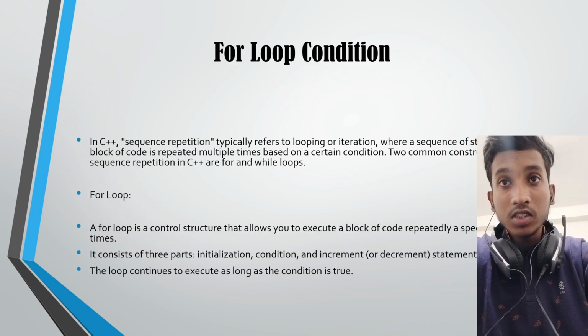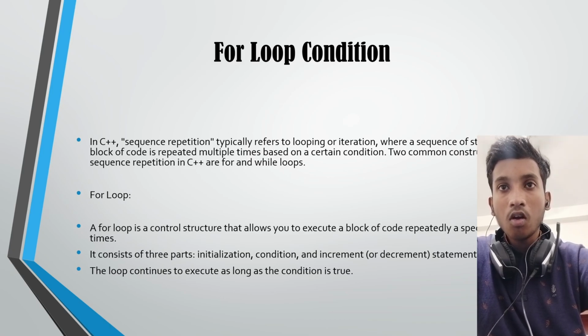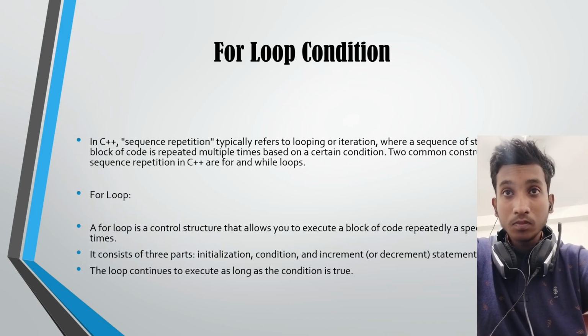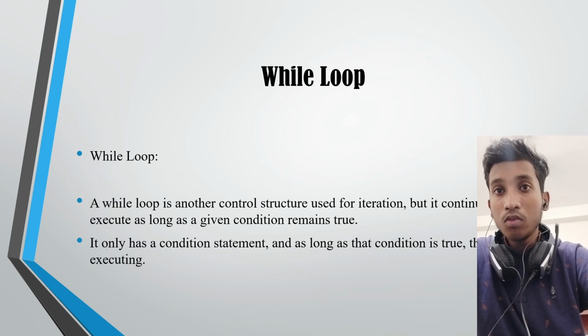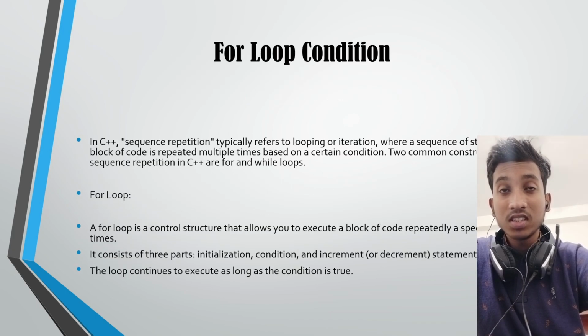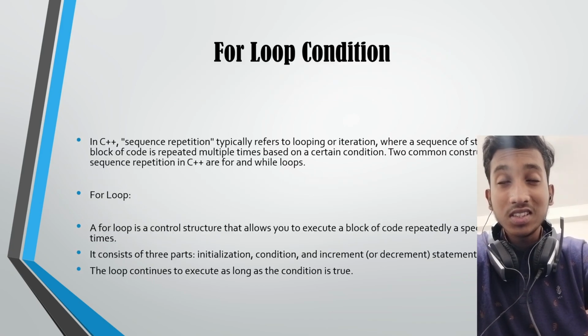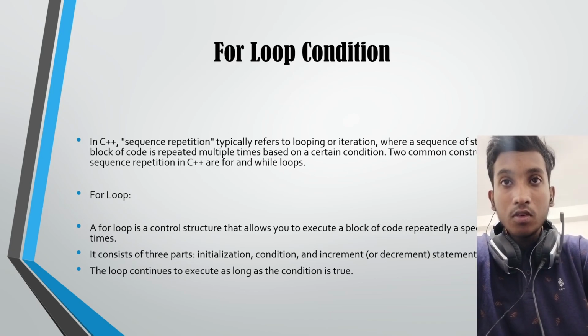And C++ sequence repetition typically refers to a looping or iteration where a sequence of statements or a block of code is repeated based on a certain condition. The command constructs used for repetition in C++ are the for loop and the while loop. Normally you can use 3 of them: for loop condition, for loop, while loop. Sorry, these are not sequences. These 3 functions are considered as repetitions. And the for loop condition is similar to the for loop.